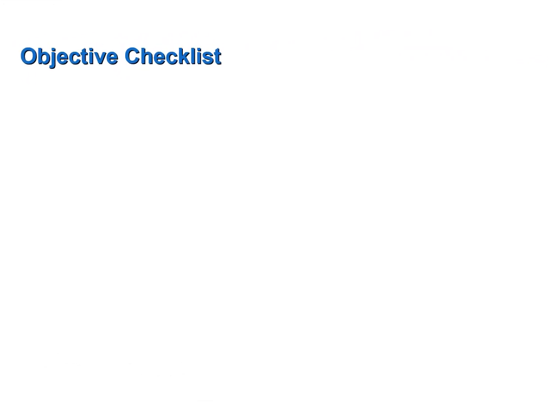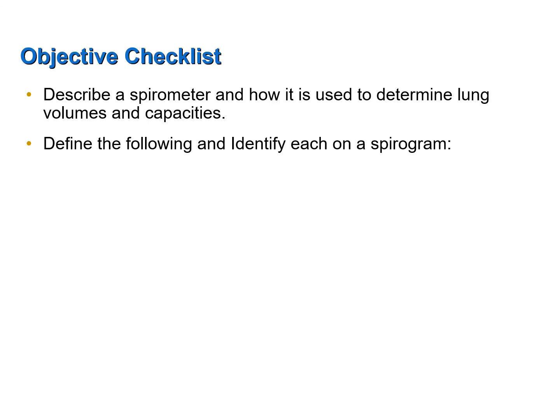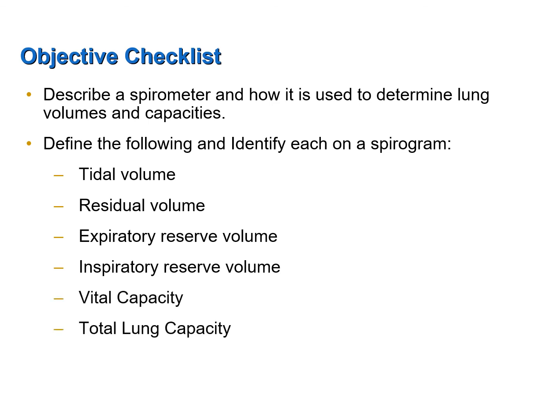Now let's review the objectives of the screencast. Describe a spirometer and how it is used to determine lung volumes and capacities. Define the following and identify each on a spirogram: tidal volume, residual volume, expiratory reserve volume, inspiratory reserve volume, vital capacity, total lung capacity, dead space volume, and finally functional volume.